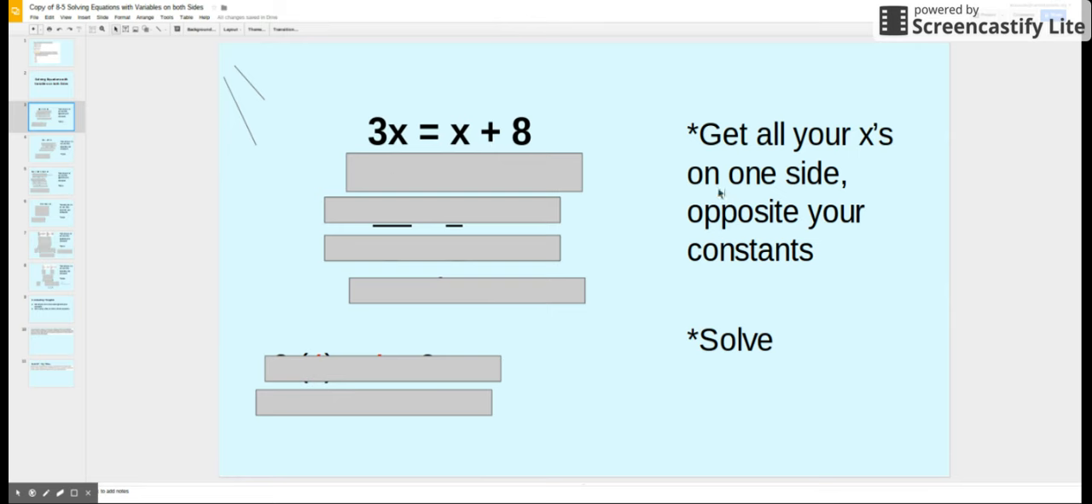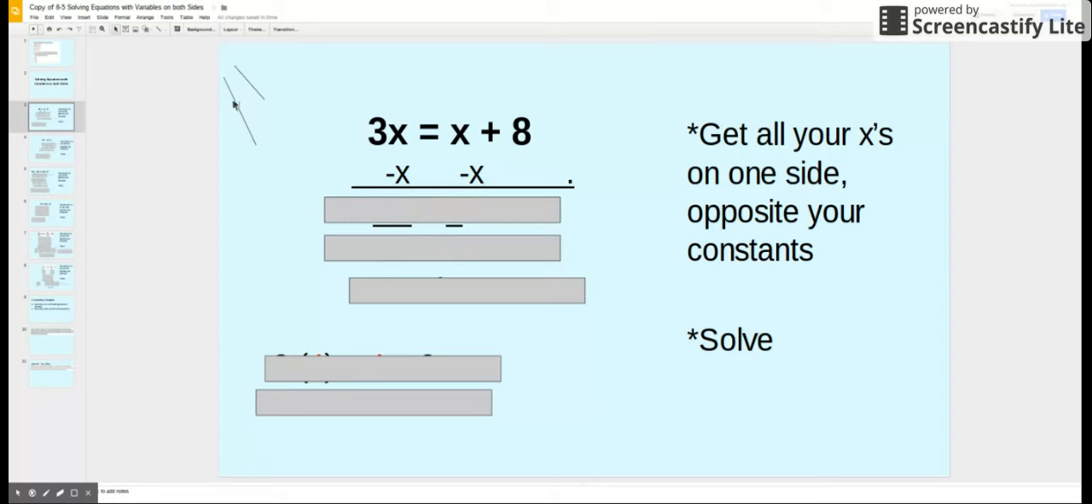First thing I want to do is get my x's on one side opposite my constants. So the goal before I start solving this is I have x's on one side and my constants on the other. So first thing I'm going to do is subtract x from both sides of this. Again, you just want to move around your variables first and then play around with your constants.